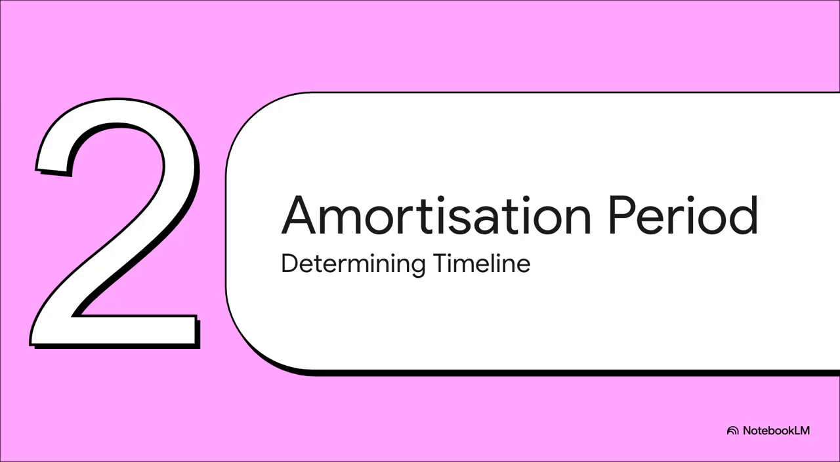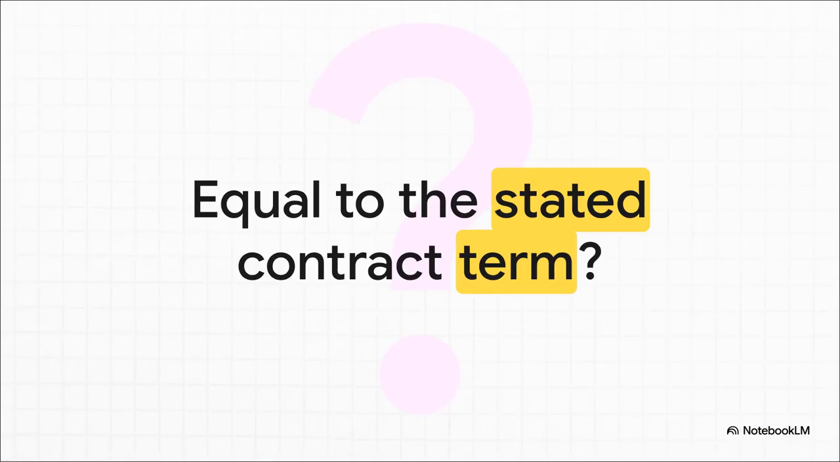Section 2. Amortization period. Determining the timeline, because now that we've got the asset on the balance sheet, we have to figure out how long it's going to live. I want you to really think about this for a second. Does the amortization period just automatically equal the stated contract term? You know, you look at a contract, it has a start date, it has an end date. It's so tempting to just grab those dates off the physical paper and punch them into your amortization schedule. But as we're about to see, taking that shortcut could lead to a massive accounting error.